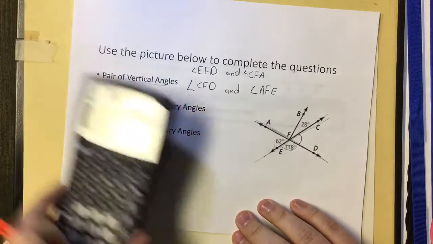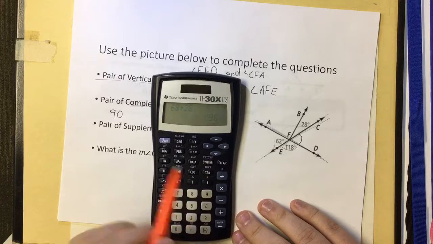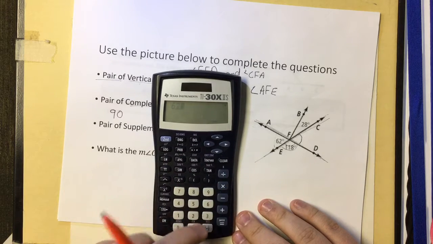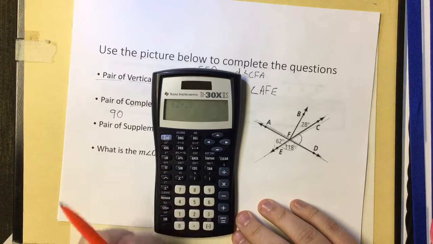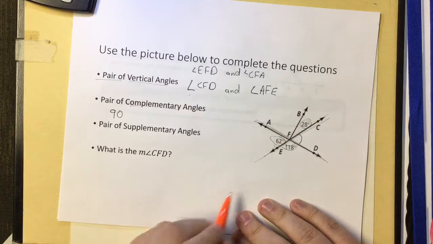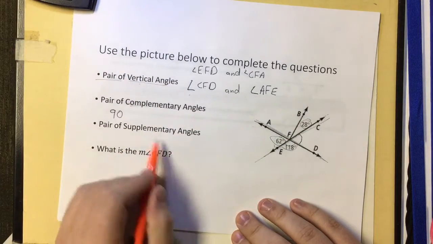So let's do 68 plus 28. If we do 68 plus 28, 62, sorry, it says 62. If I do 62 plus 28, it is 90. So because 62 plus 28 is 90, that means those two angles are complementary.